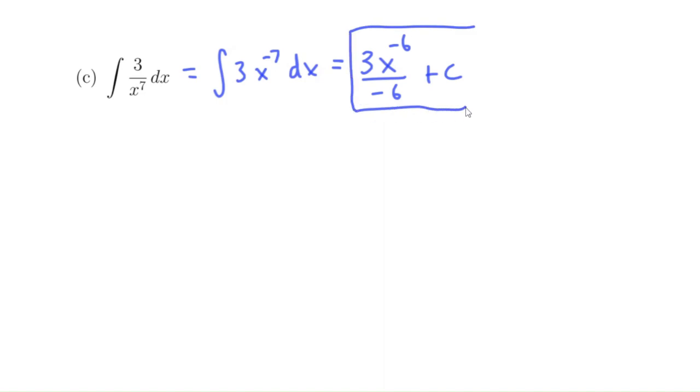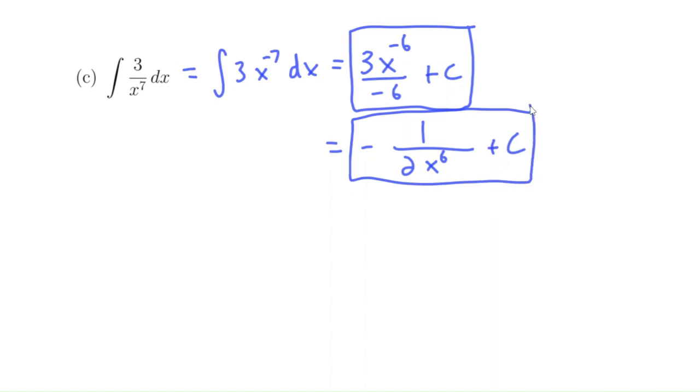And you could leave your answer like that, or we could take the negative up front. Well, the 3/6 is really a 1/2, so the 2 stays on the bottom, and we have a negative up front. This x to the negative 6 can become an x to the positive 6 in the denominator, and this is our final answer. So this is the unsimplified version. This is the simplified version of the answer.